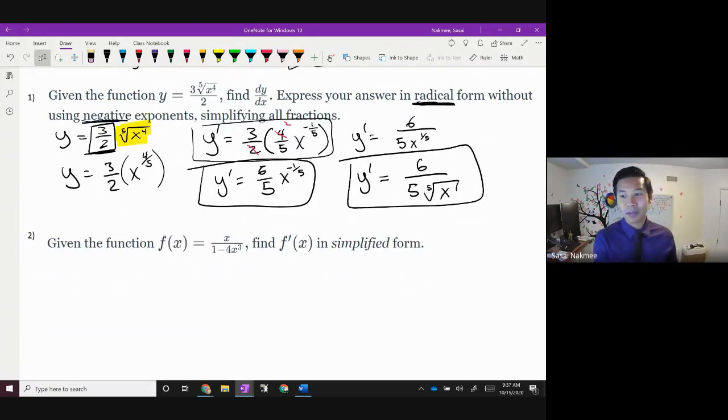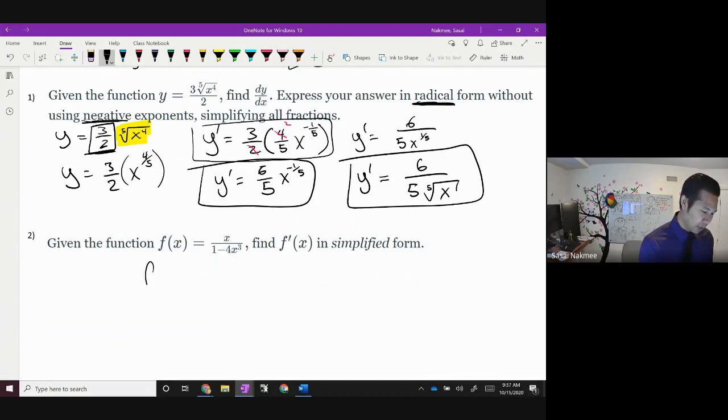And this one I do have to use the quotient rule for, right? I can't simplify it. I can't write it any other way. Actually, that's not true. You could, if you wanted to. If you wanted to, don't write this down, you could rewrite this function as x times 1 minus 4x to the third to the -1 power. You could, I guess, rewrite it like this, right? If you wanted to. And then use the product rule here.